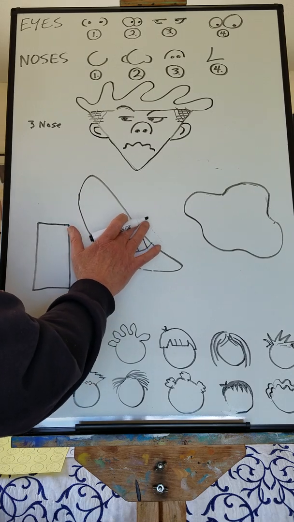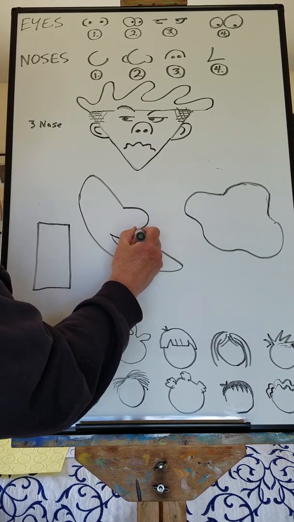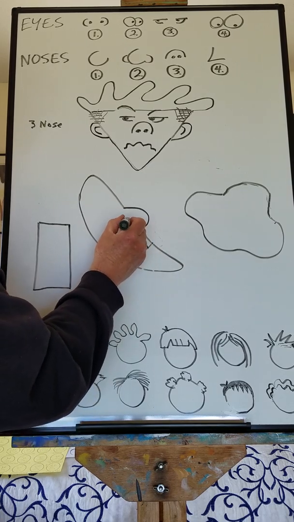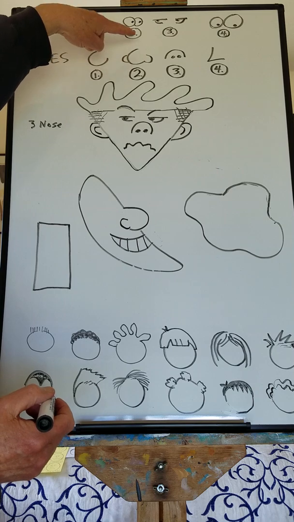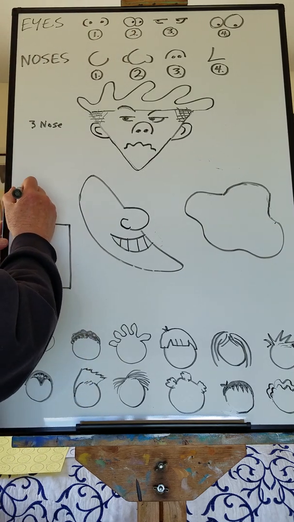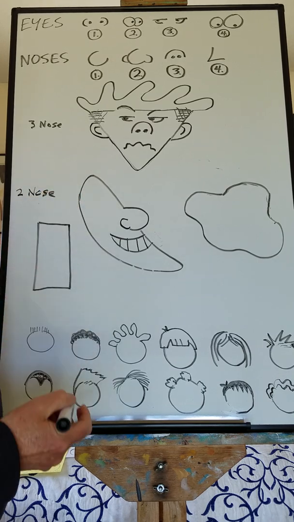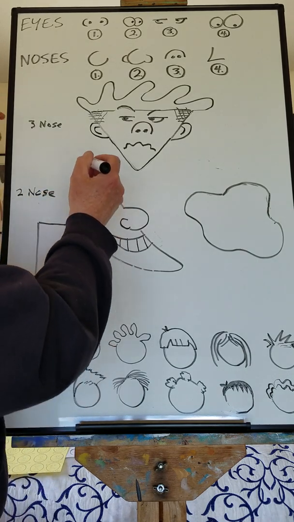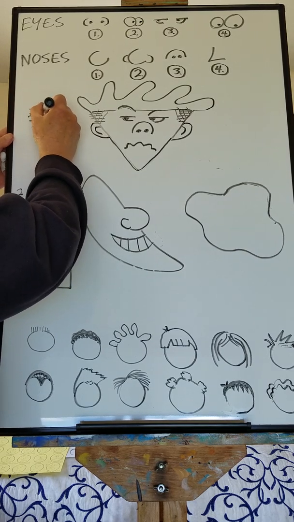Let's take this nose and let's stick it out here. So this one is just a curve like that, and then another curve. And it's this one, number 2. So it's the 2 nose on this guy. Oh, and this one is the 3 eye.